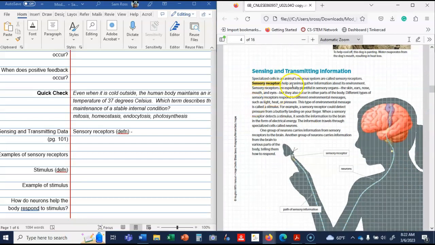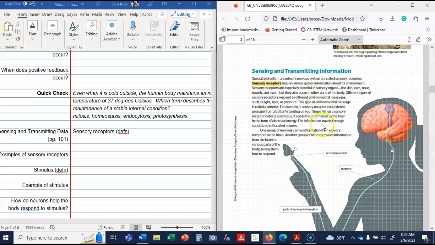Sensory receptors. The definition of sensory receptors: they help an animal gather information about its environment. Some examples of sensory receptors are the skin, ears, nose, mouth, and eyes.